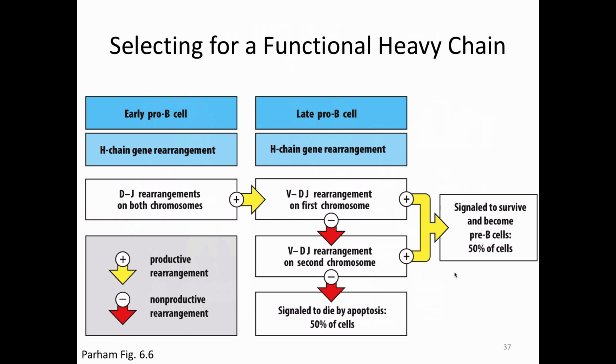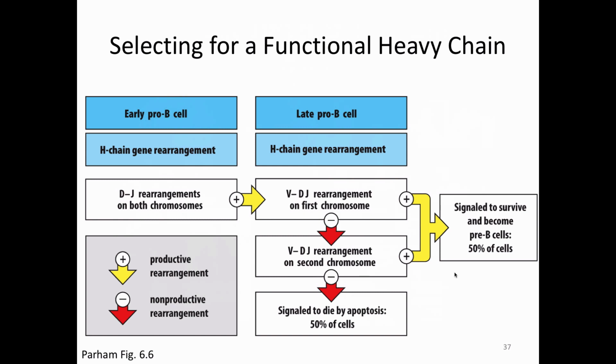What we're going to do is we're generally going to do our D to J rearrangement on both chromosomes, as I mentioned before. We'll then see V to DJ recombination on the first chromosome, and we'll try to get a signal through that receptor. If we get a signal, we get the pat on the head to survive, we stop heavy chain recombination, we proliferate, we stop making surrogate light chains, all the things I told you about.